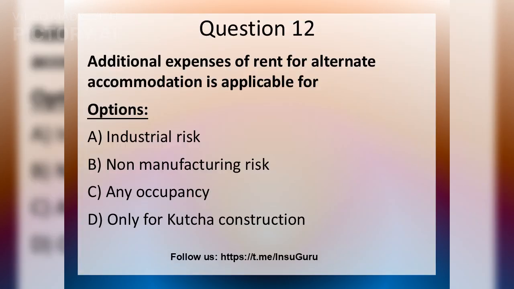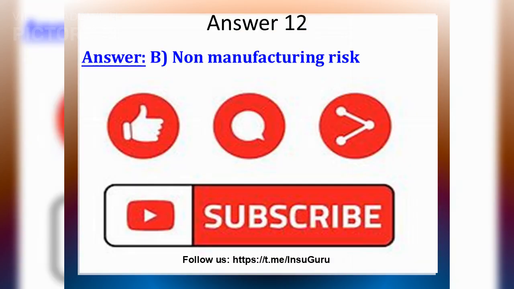Additional expenses of rent for alternate accommodation is applicable for which of the given options? Non-manufacturing risk is the correct answer for additional expenses of rent for alternate accommodation.